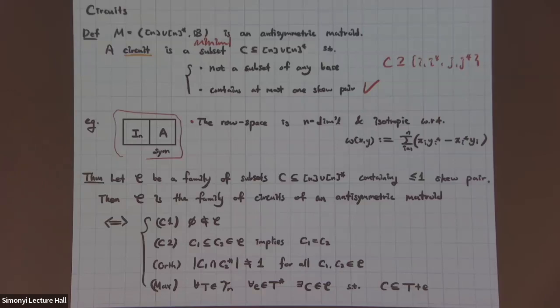So a family of subsets, which satisfies some trivial condition, is a circuit of the antisymmetric matroid if and only if it satisfies certain trivial conditions together with the orthogonality and also the maximality condition. Here the orthogonality condition just stands for our row space being Lagrangian and isotropic, and this set just stands for it being n-dimensional. So this is kind of a combinatorial interpretation of that.